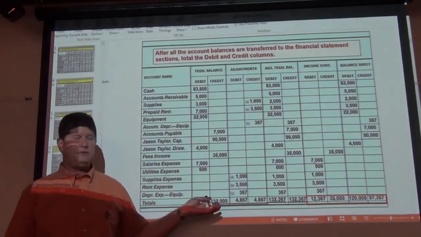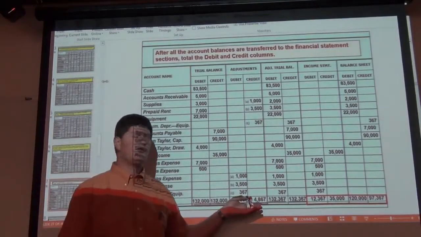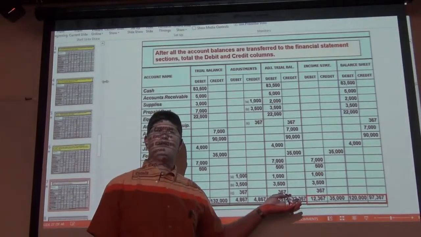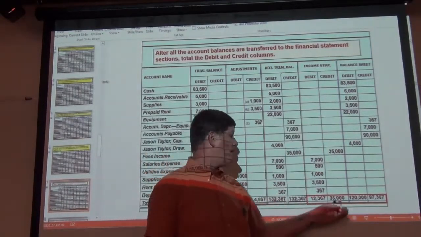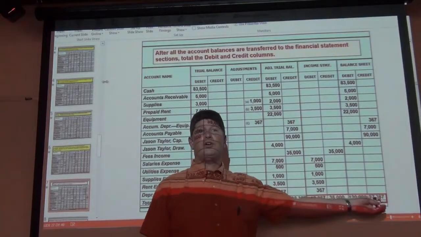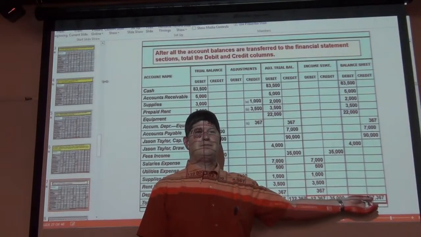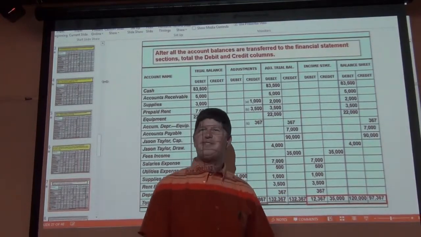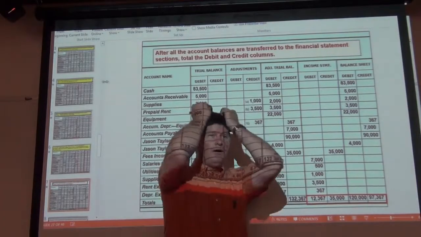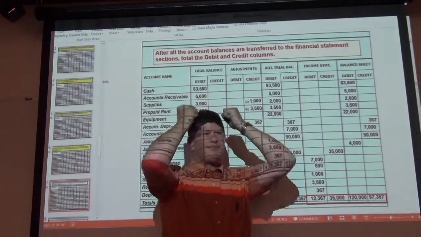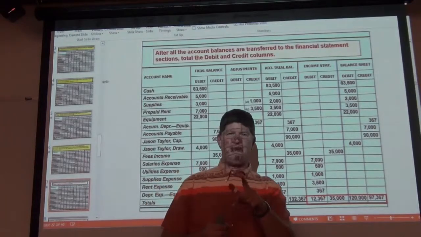We were in balance here in our original trial balance. Our adjustments were in balance. Our adjusted trial balance is in balance. Now we split them up and we're good, right? Not in balance anymore. Something has gone terribly wrong. What do I do? Oh my God, right? Okay. There's method to the madness.